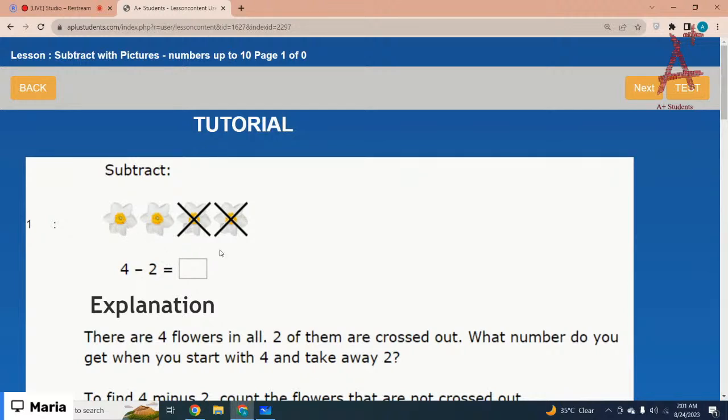So first of all you have to count the total flowers, right? We have 1, 2, 3, 4 flowers. 2 of them are crossed, right? That means you have to take away 2 because 2 of them are crossed. Now you have to count the ones you are left with. So you are left with 2 flowers, right?